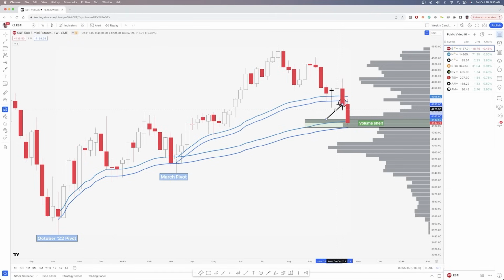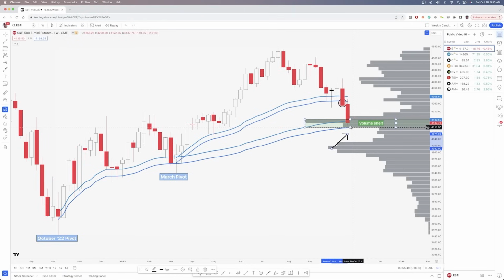That triggered the next move down to the volume shelf below, which was also a confluence zone of the October 2022 pivot VWAP zone. You can see price really stabilized, at least for the time being, right around this general area. That goes all the way down to the bottom of the VWAP zone, and really the bottom of the volume shelf is right around 4105. If you want to give yourself a little bit of a range, I'd call it 4105 all the way up to around 4110.